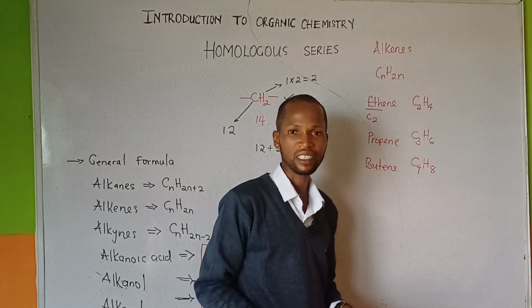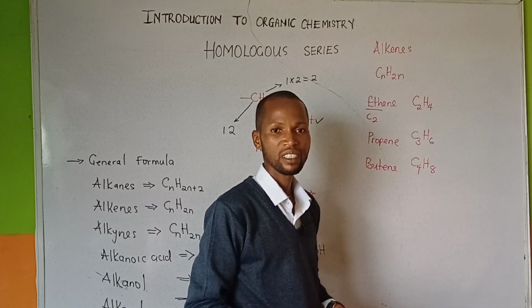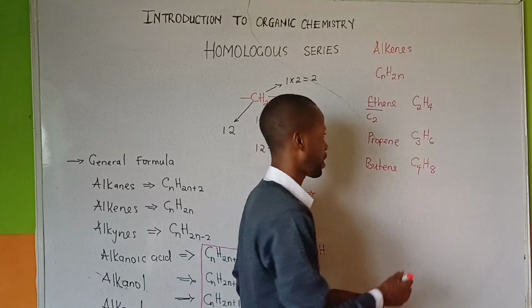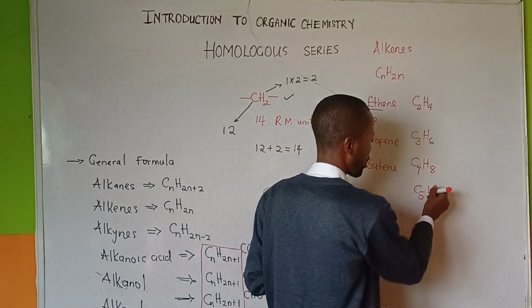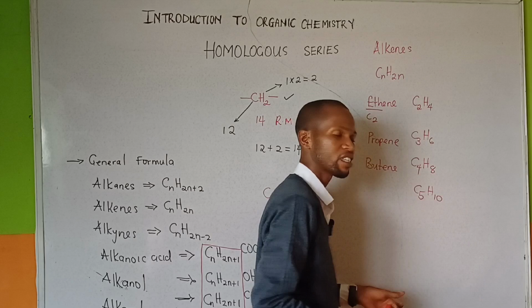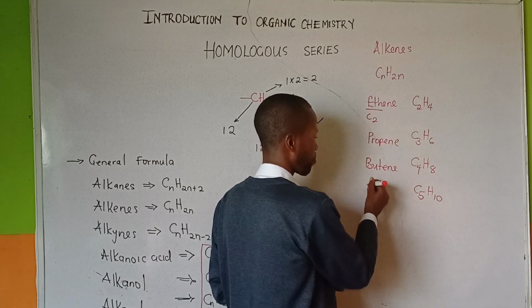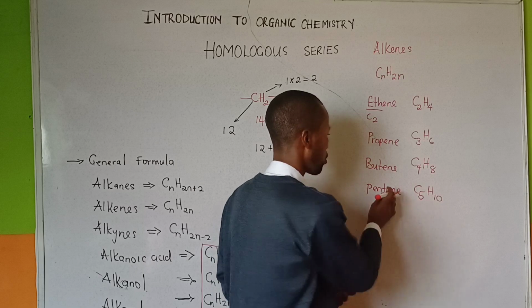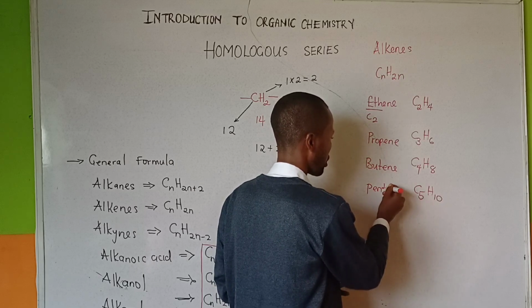So try the next. Go ahead and try the next. Okay, what do we have? All right, that's right. We have C5H10. Okay, so members differ from the next by a what? CH2 group or relative molecular mass unit of 14.